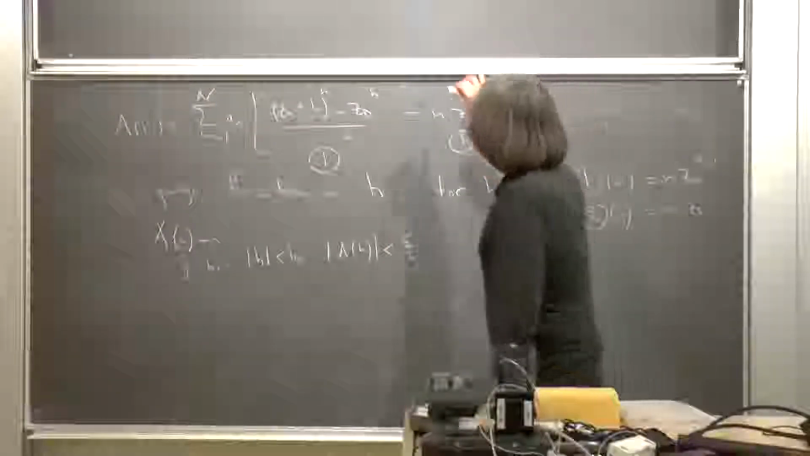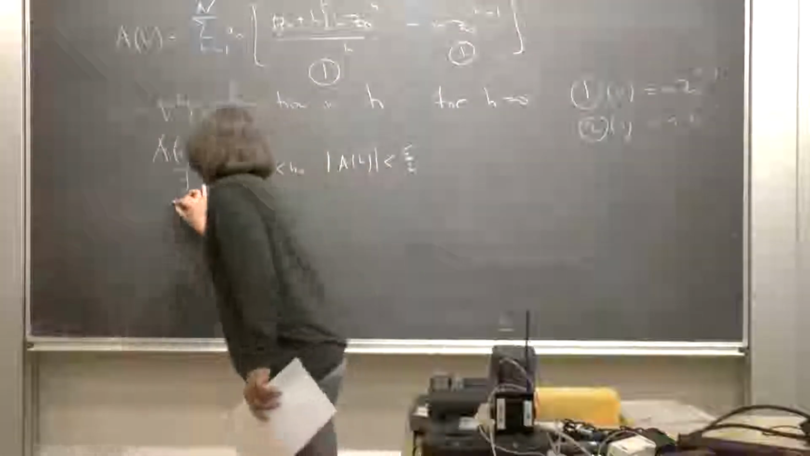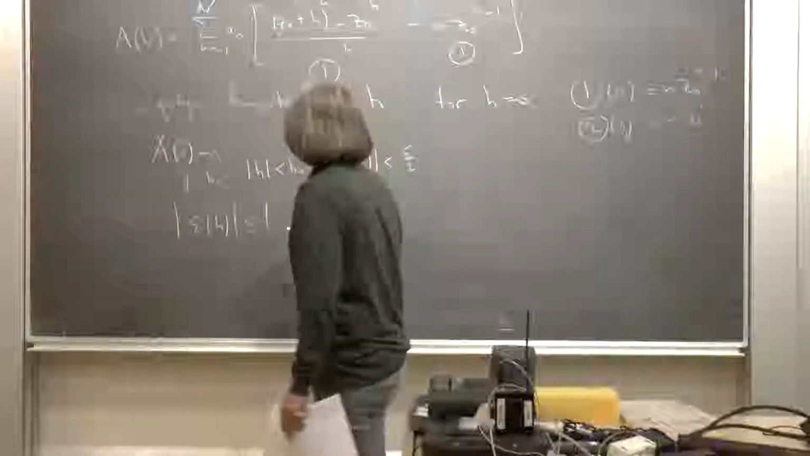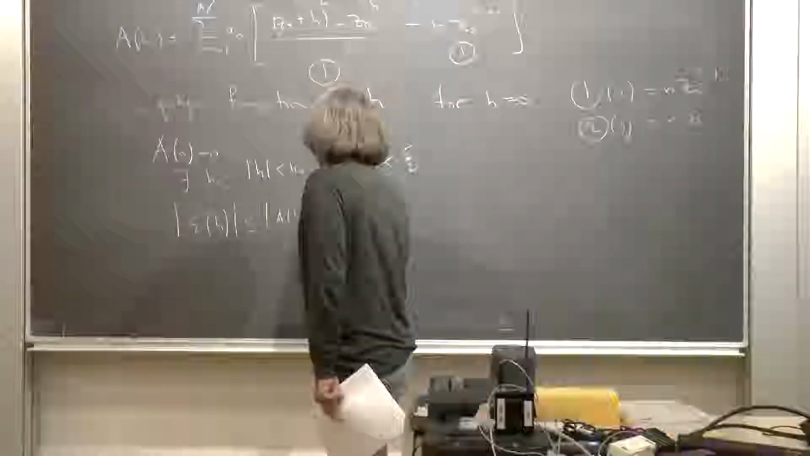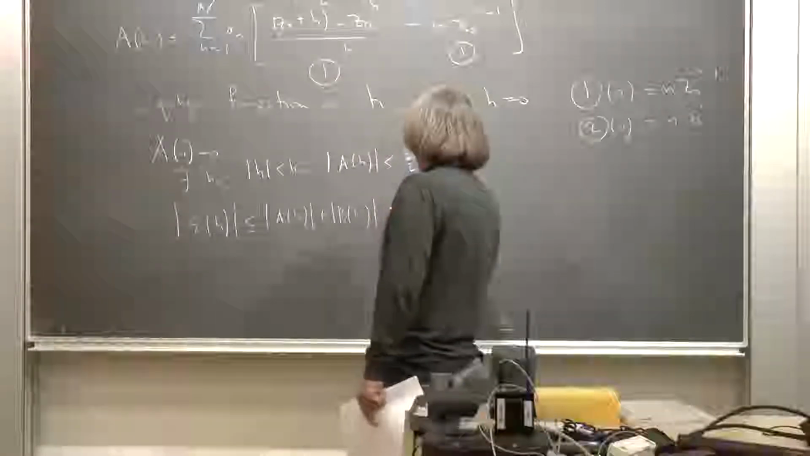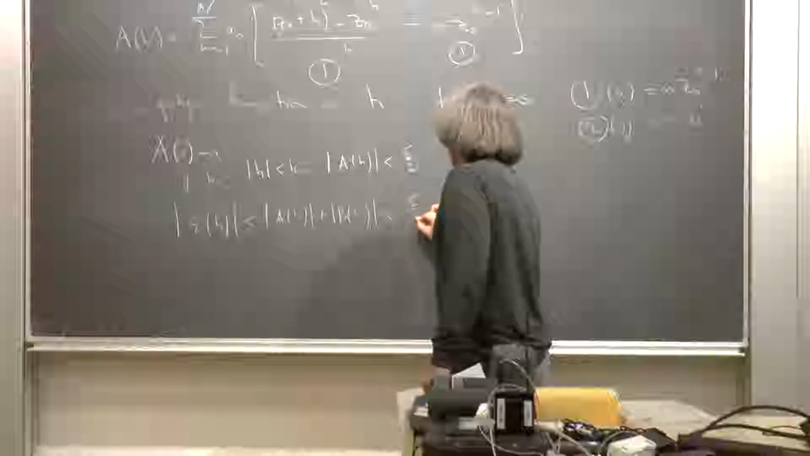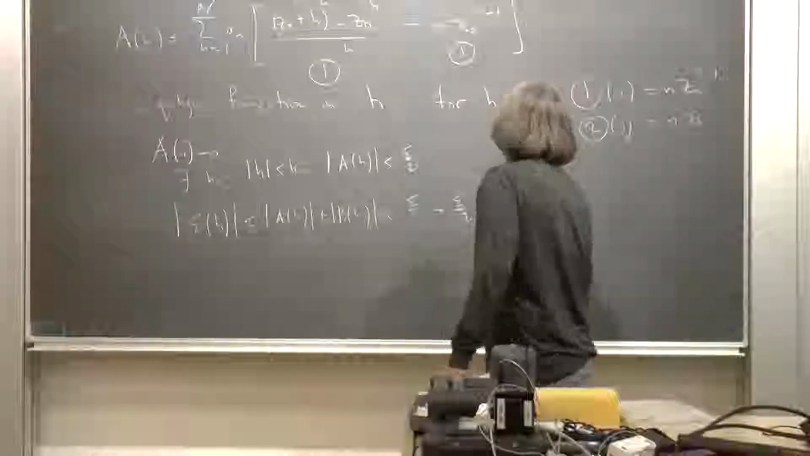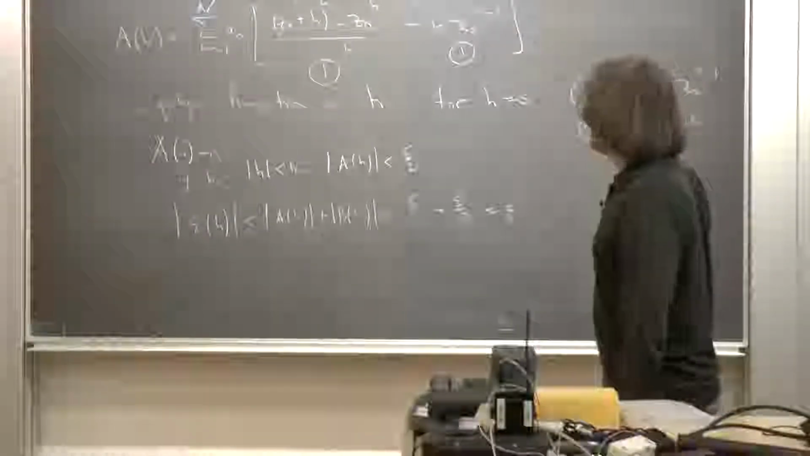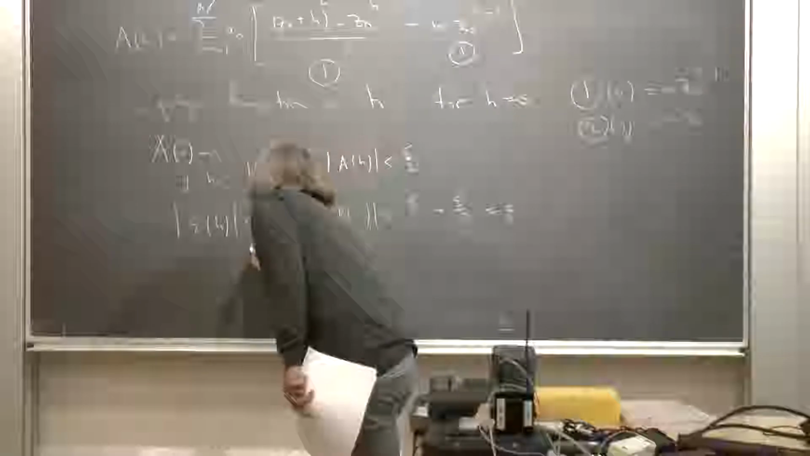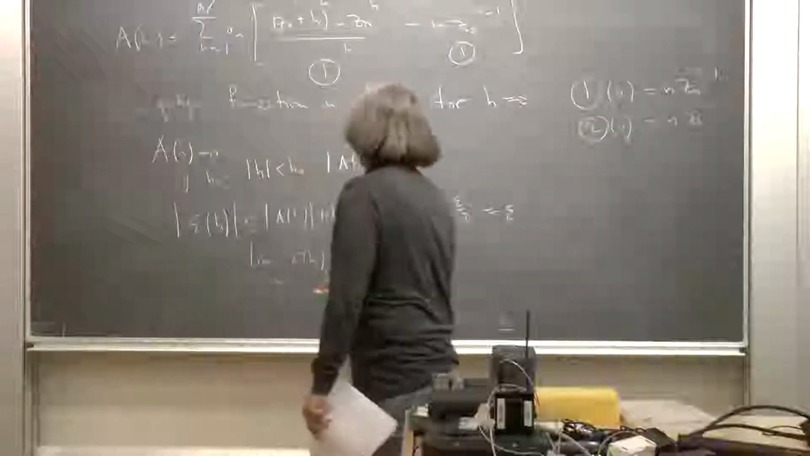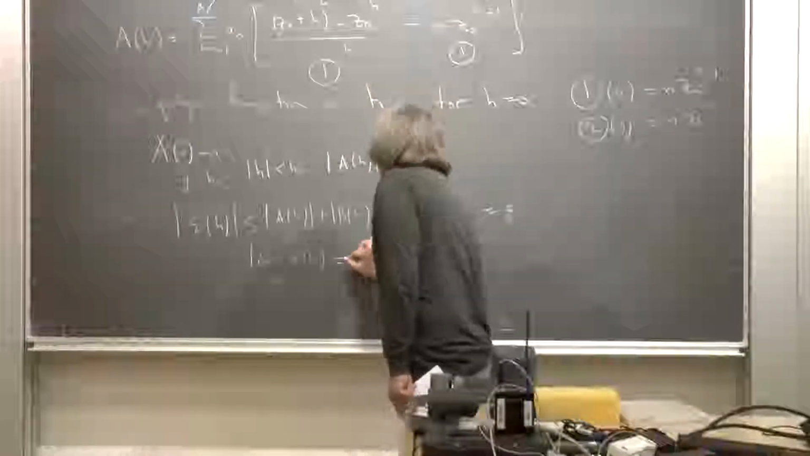So then in total, the absolute value of epsilon of h is less or equal than the absolute value of a of h plus the absolute value of b of h, which is estimated by epsilon over 2 plus epsilon over 2, which is epsilon. So I proved that the limit for h tending to 0 of epsilon of h is 0.